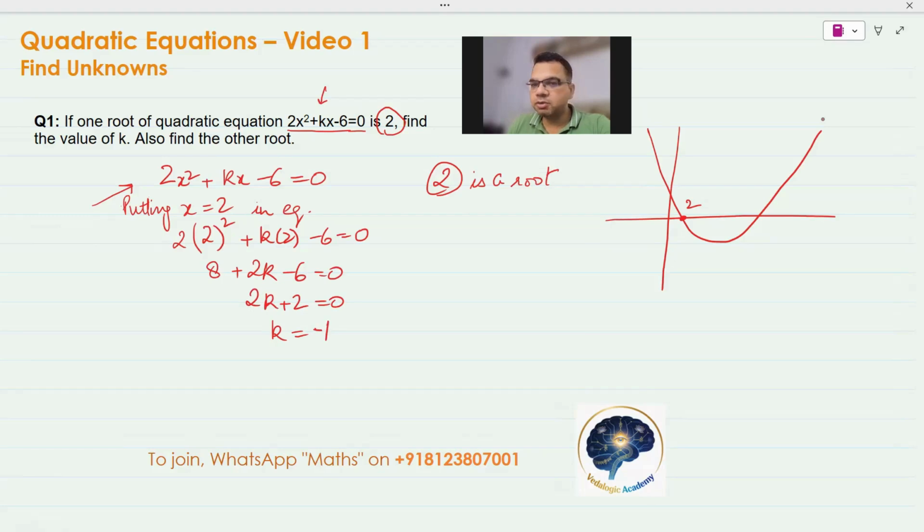I'll take this plus 2 to the right hand side. It becomes minus 2, so 2k equals to minus 2. I divide both the sides by 2, and therefore k becomes minus 1. So we have k as minus 1.